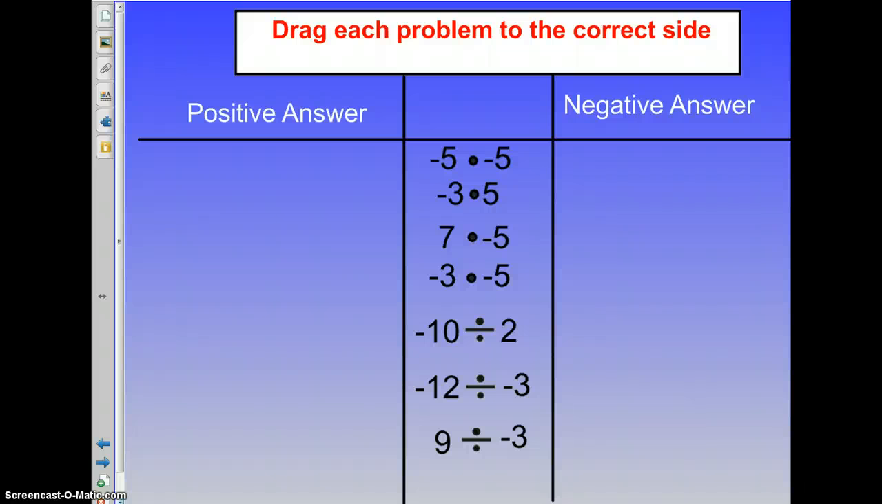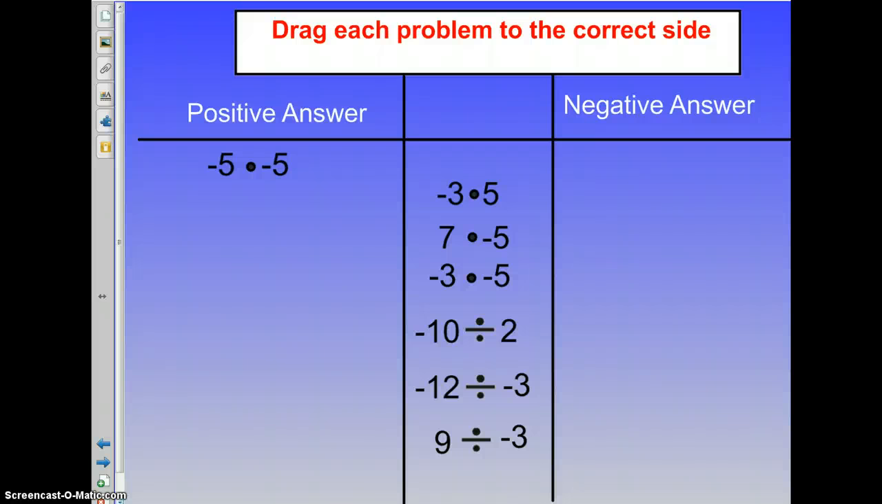Okay, let's do some practice. Pause the video here and say out loud where you think each of these should go. Okay, now I'm going to tell you the answers. So the first one, both of these are negative. So a negative times a negative is going to have a positive answer.